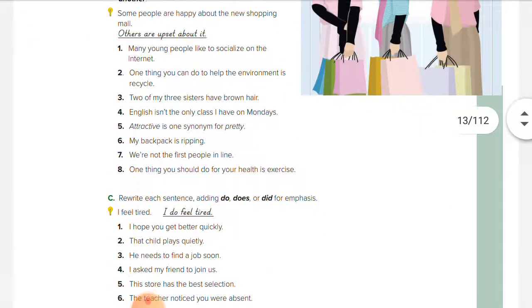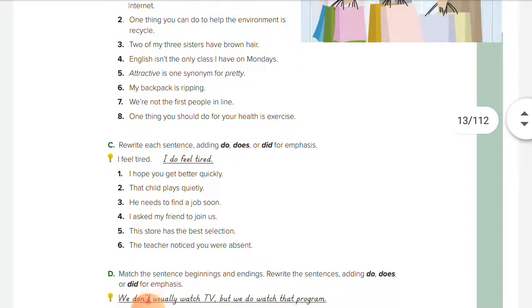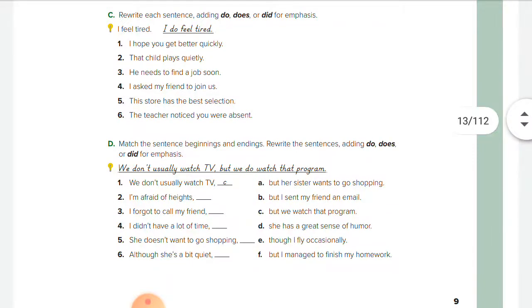We are going to have some exercises about our rule here. Number one, many young people like to socialize on the internet. Here we can also use another rule. Now rewrite each sentence adding do, does or did. Number one, I hope you get better quickly. Hope here is present without s, so we use do. I do hope you get better quickly.